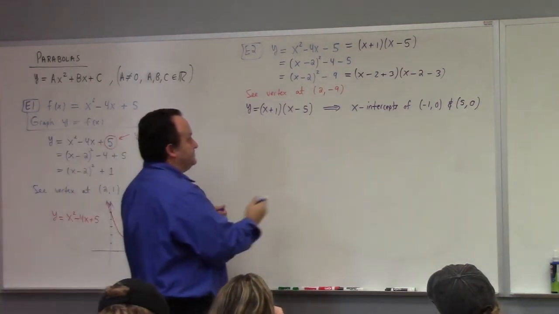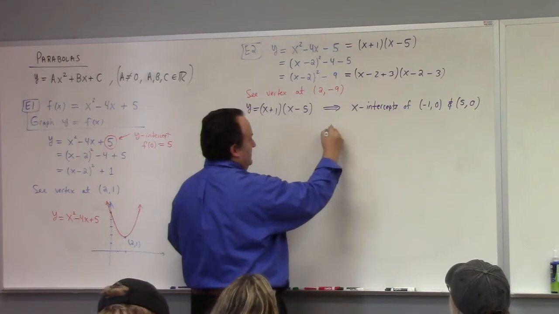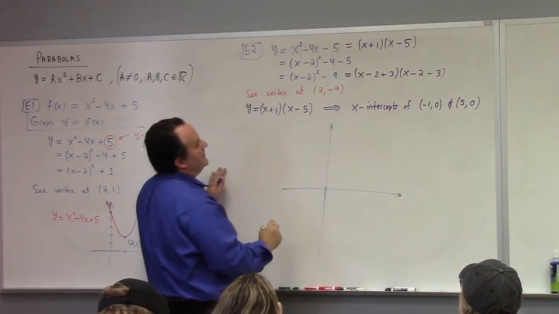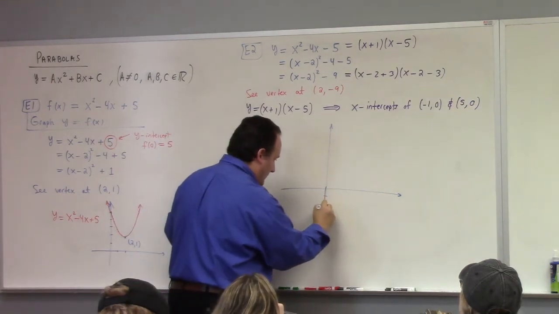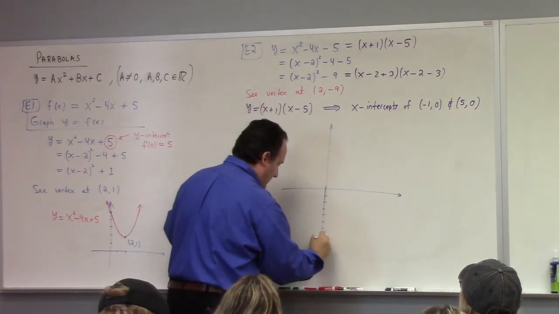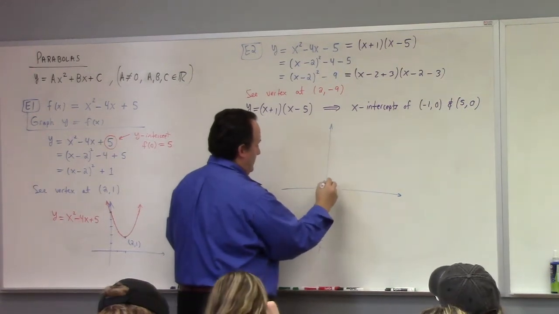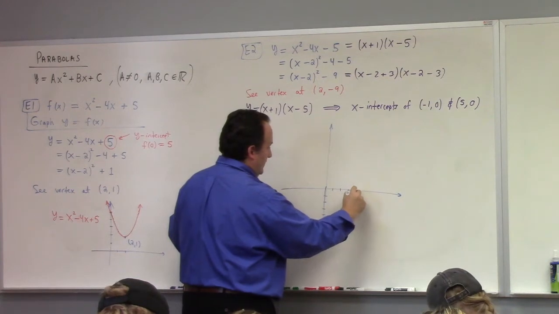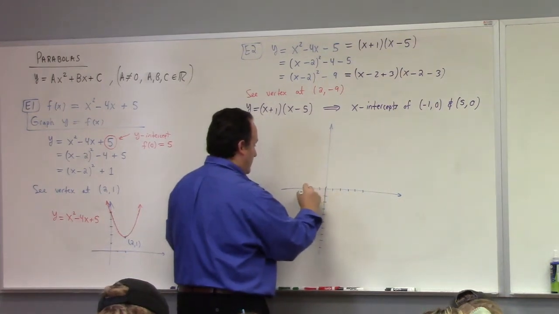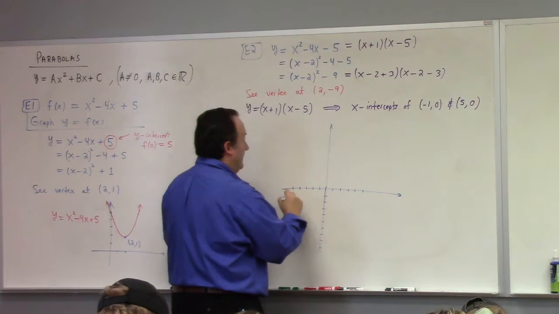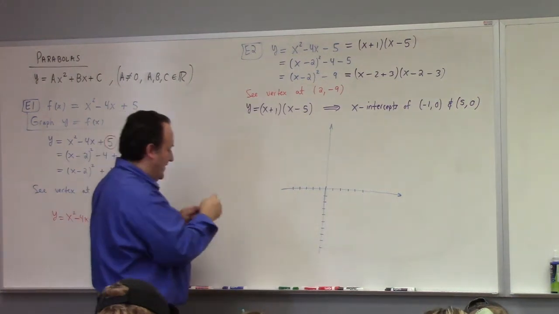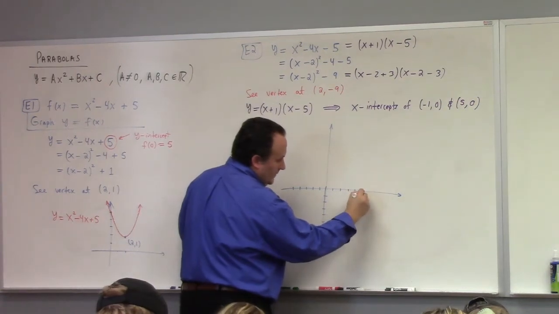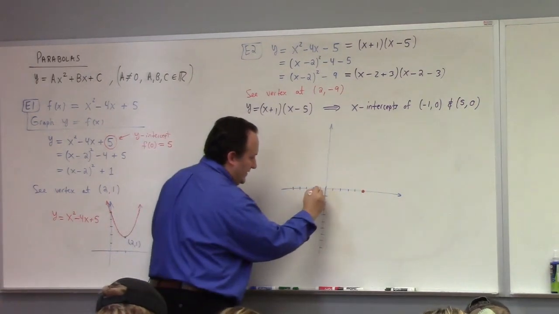And so, let me draw it, if I can. Let's see, I need -9. And let's see here, I need 1, 2, 3, 4, 5. So it's got x-intercepts of (5, 0) over here, and also (-1, 0), which is like here.